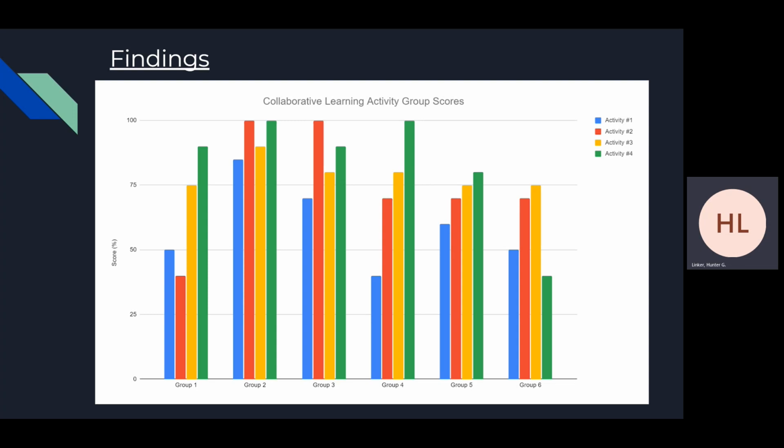5 out of the 6 groups showed a positive trend on their performance over time. This shows that collaborative learning activities had a positive effect on their ability to communicate and work together to solve a complex problem. Certain groups reported that they felt they were learning how to work better with their partners after each activity. Only one group did not show any improvement and actively did not work together on any of the activities. That was this group over here, group number 6. Groups 1 through 5 all showed steady improvement.